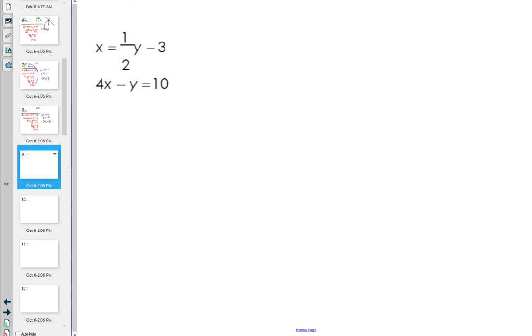Okay, see if you can do this one. Okay, are you scared off by the fraction? Did it anyways? Esme's gonna do it too.